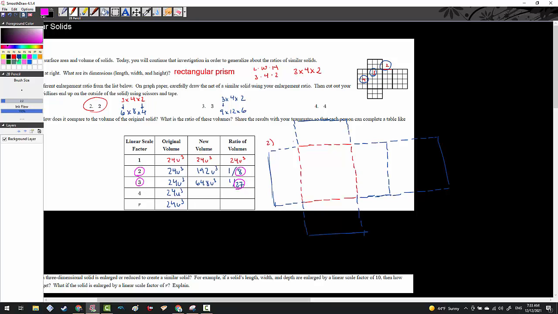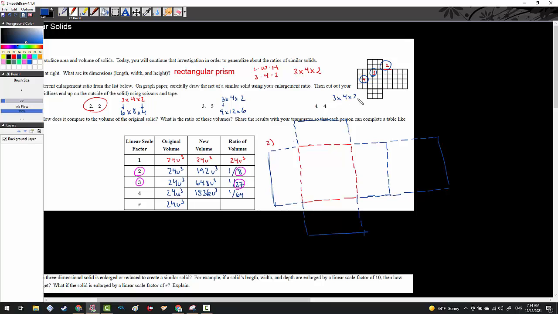So hopefully with this next one, you might not even need to come up with a new volume. You might know that this is 1 to 64, which means if you just took 24 and multiplied it by 64, you would very likely get the volume you're looking for. Now, let's see if it ends up being 1536, because sometimes I'm pretty good at being wrong.